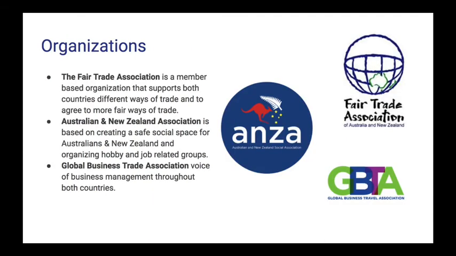For organizations, one of the organizations they have is the Fair Trade Association. It is a member-based organization that supports both countries' different ways of trade and agrees to more fair ways of trade. Continuing with the Australian and New Zealand Association, which is based on creating a safe social space for Australians and New Zealanders and organizing hobby and job-related groups. And lastly, the Global Business Trade Association, which is a voice of business management throughout both countries.